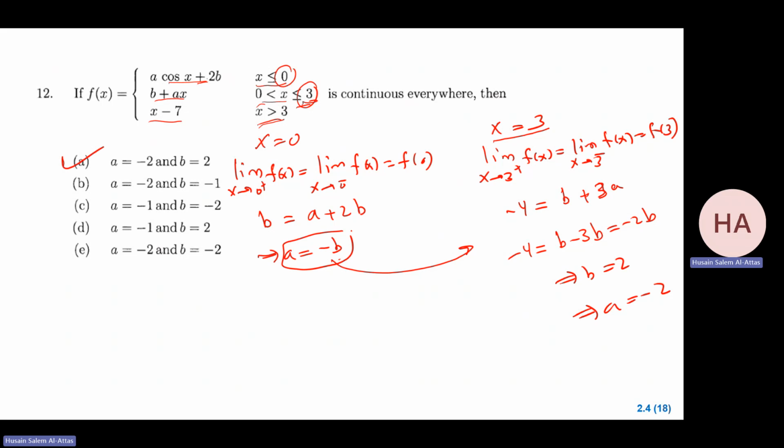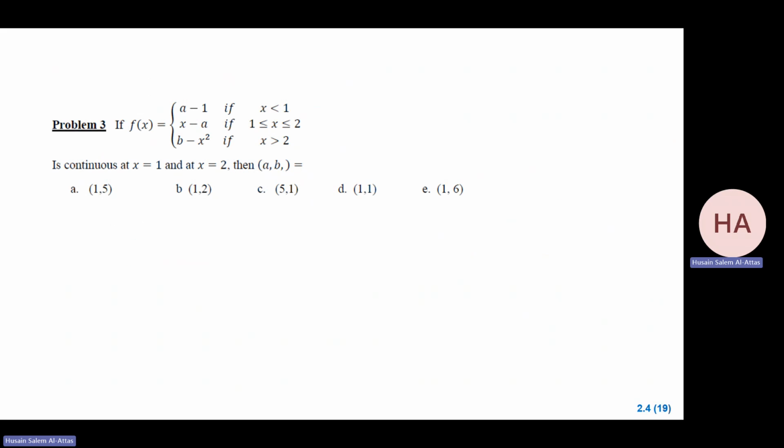Actually, from this, I can guess the answer. a equals minus b, one is the negative of the other. So the other options cannot work, and this is the only solution. That's okay. Let's continue: at x equals 1, x equals 2, then find a and b. That's it. 1 means limit.